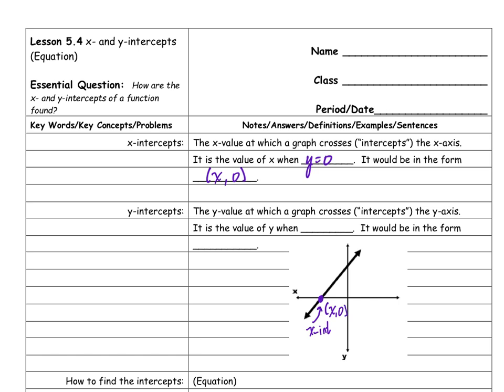And then a y-intercept is a y value at which a graph crosses or intersects the y-axis. And it's the value of y when x equals 0. And it would be in the form of 0 comma y. So it's where it crosses the y-axis, which is right here. So this is the y-intercept. And it's the point 0 comma y. Okay? All right. Questions on the definitions? We kind of went over these already.